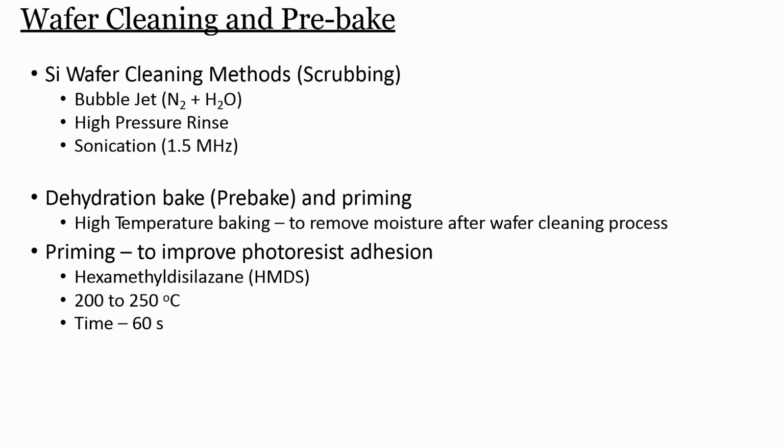So, like I said, wafer cleaning and pre-bake can be done by bubble jet, high pressure rinse, or sonication. Dehydration or pre-baking can be done at high temperature baking to remove moisture, right, after the wafer cleaning process. Priming or primer is used to improve photoresist adhesion. HMDS is used. HMDS is hexamethyl disilazane, and that is used to improve the adhesion of a photoresist onto the substrate.